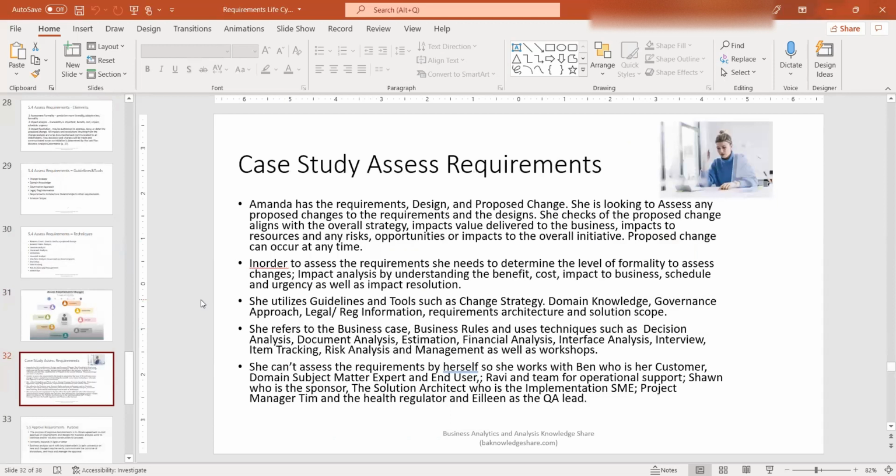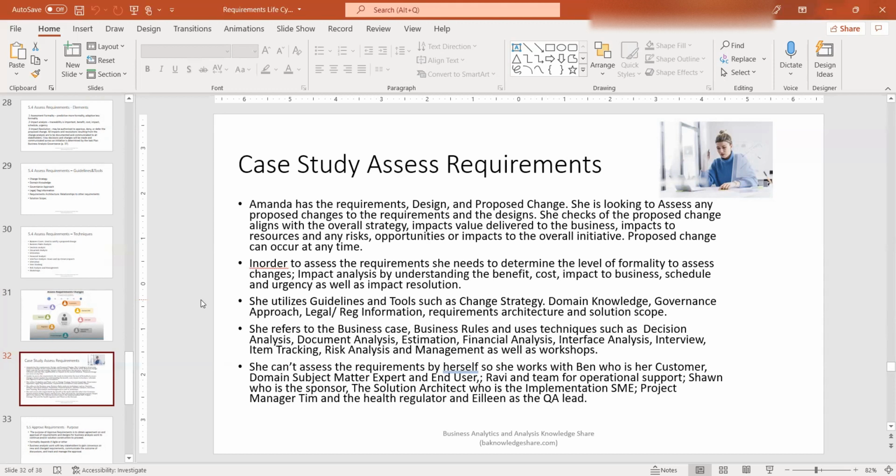Let's go back to a case study with Amanda. Amanda, as I've mentioned in previous videos, is a business analyst who's working through moving a restaurant's business online. Currently, they have a very static page. They want to expand on that by introducing payment methods, delivery options, and much more. For this specific task, Amanda has the requirements, design, and proposed change.